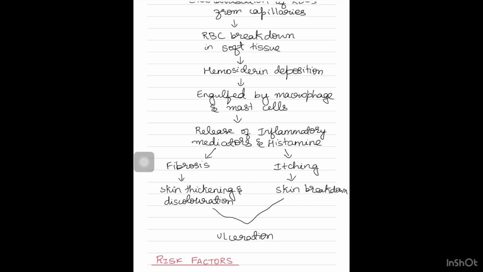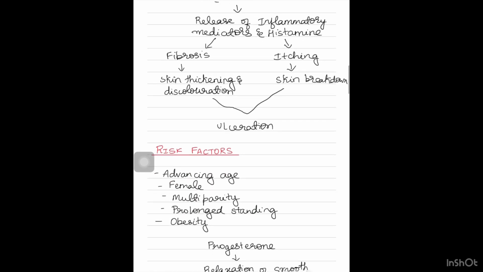So this hemosiderin is engulfed by the macrophages and the mast cells, which causes release of inflammatory mediators and histamine. The release of inflammatory mediators causes fibrosis and skin thickening, and the hemosiderin deposition causes pigmentation. The histamine release causes itching, and with constant itching there will be superficial skin breakdown. Both combined together give rise to venous ulcer formation.